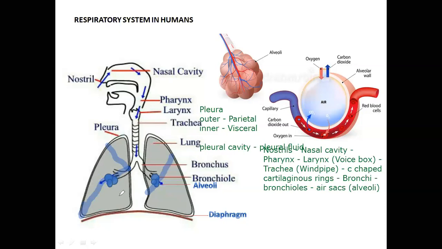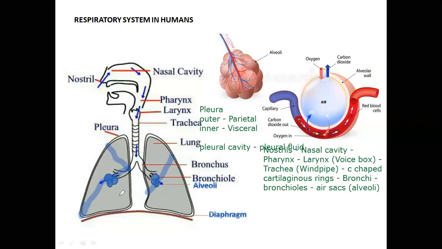Okay. So lungs, you need to remember the left lung has two lobes, divided into two parts, you can say, and the right one is divided into three parts because of the presence of two partitions.